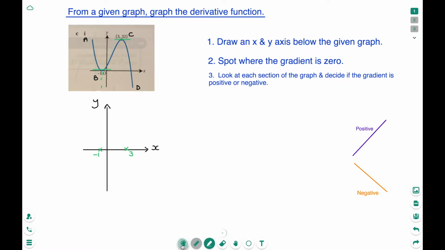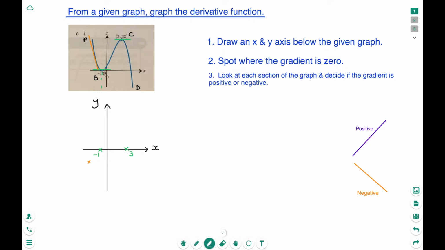I'm going to draw a tangent to the curve between A and B. So that's quite difficult because it's quite steep all the way along that section, but that orange line is a tangent to the curve. And you need to ask yourself, is that orange line a negative slope or a positive slope? Well, it's negative. So before -1, any values where x is less than -1, the gradient is negative. So it must be down here.